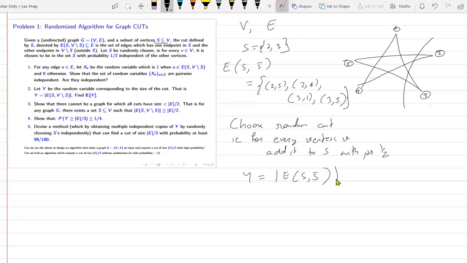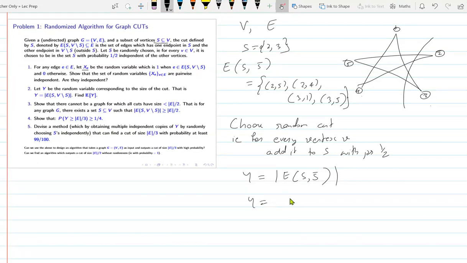So last time we defined random variables x sub e, where e is an edge. x sub e is a random variable which is 1 if e belongs to the cut. It's a binary random variable which specifies whether an edge belongs to the cut or not.